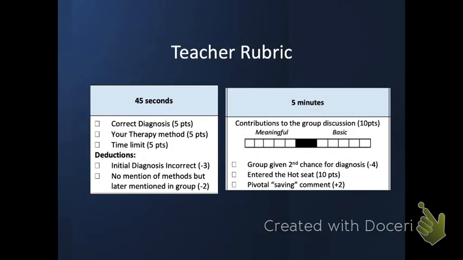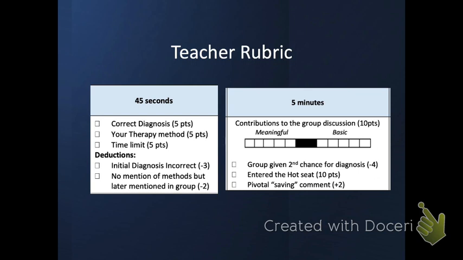All right? Here is the rubric that we're going to be using. We will listen for your correct diagnosis, your therapy method, and that you meet your time limit. If you miss the initial diagnosis, you'll lose some points for that. If you don't mention your therapy method at all in your 45 seconds, then you'll lose points for that. Make sure that you work that in somehow.